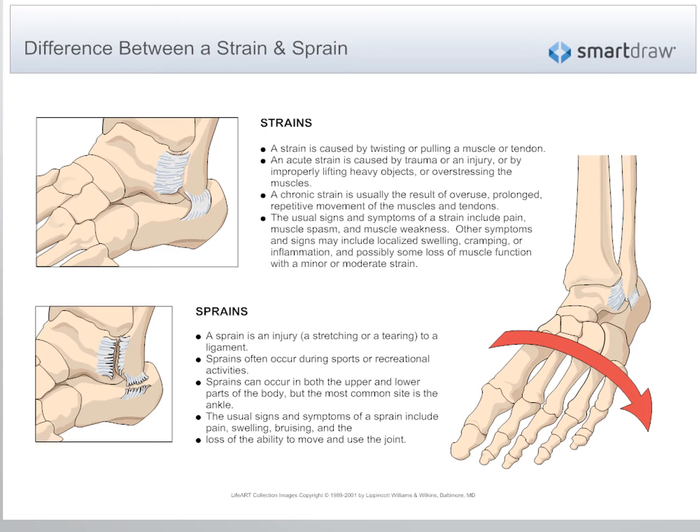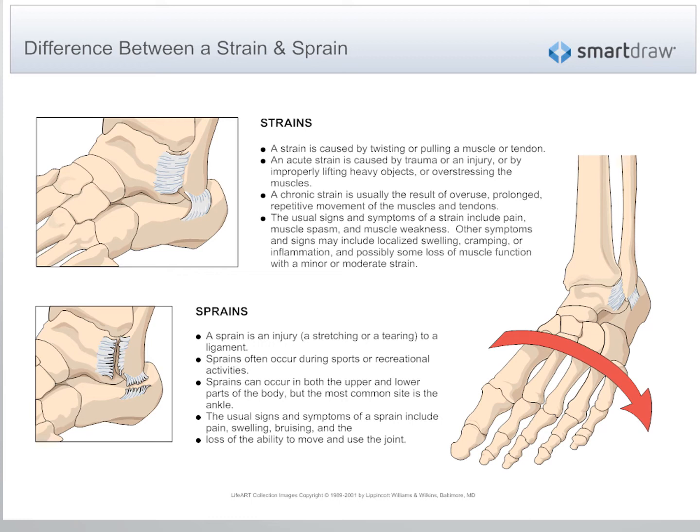So here's a few pictures. The big thing with the strain is it's just a really, really bad stretch. It can be caused by a trauma or an injury. As I said earlier, with these there's going to be muscle spasms and weakness and pain and everything. There could be inflammation and, sometimes, you can't have the same muscle function that you had if you have a strain.